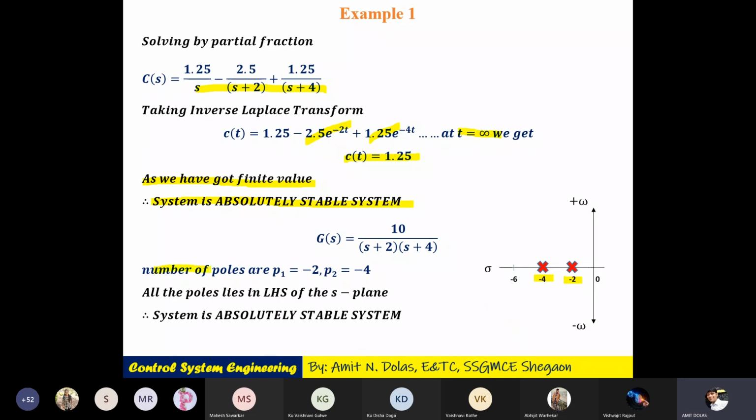So number of poles: P1 is -2, P2 is -4. All the poles in left hand side of S-plane, the system is absolutely stable. Hence, with this example, we have seen how to find out the response, and response se kaise pata chalega agar hum pole nahi locate kiye to.